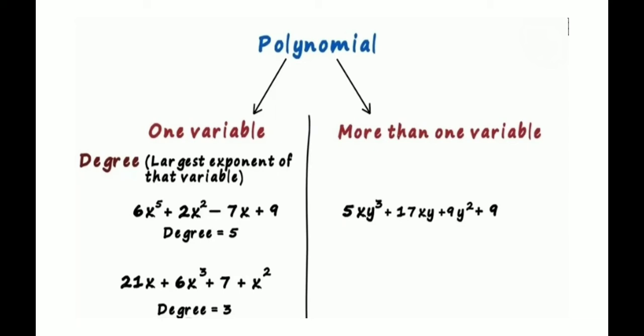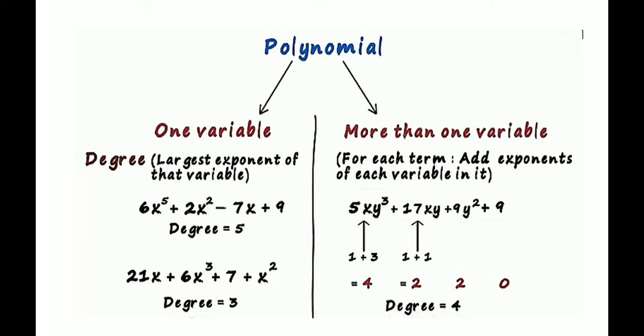Now, what if it has more than one variable? In that case, we will add the exponents of each variable in it. So, the example 5xy cube plus 17xy plus 9y square plus 9. In this, we will find out the highest exponent of each and every term. 5xy cube, in this the exponent of x is 1 and for y it is 3. So the total is 4.